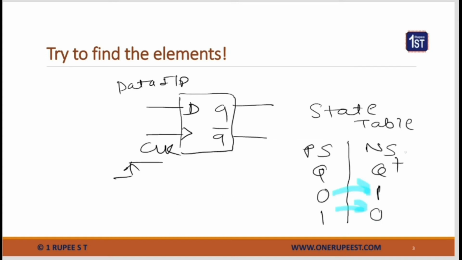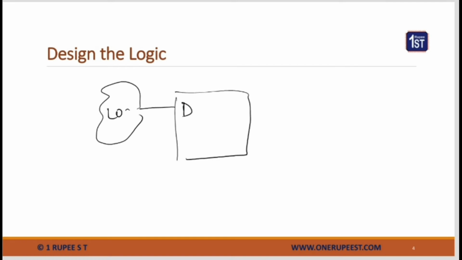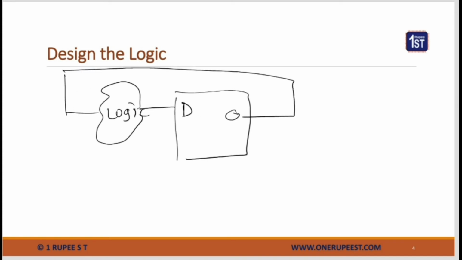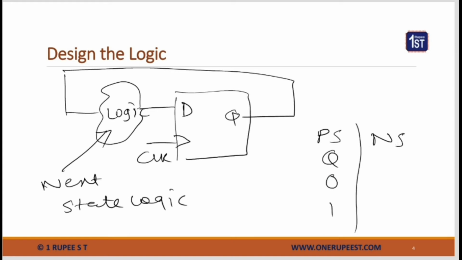That means I need to use this flip-flop. At the D input there will be some logic, and I need to feed back this Q. This is the rising edge of the clock. So this is my next state logic. Very simple. So try to recall the table. Present state Q is 0, 1; next state Q plus is 1, 0.